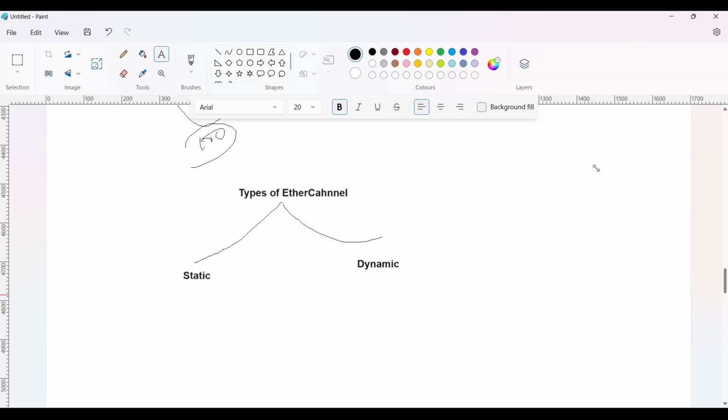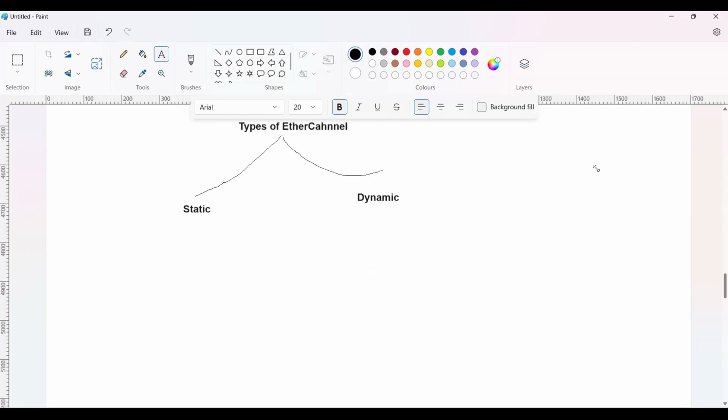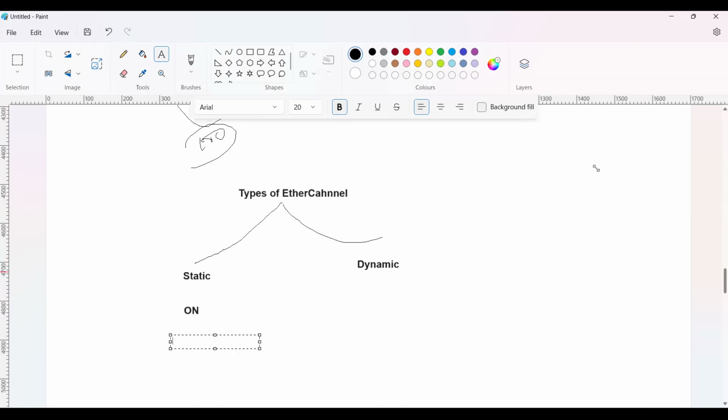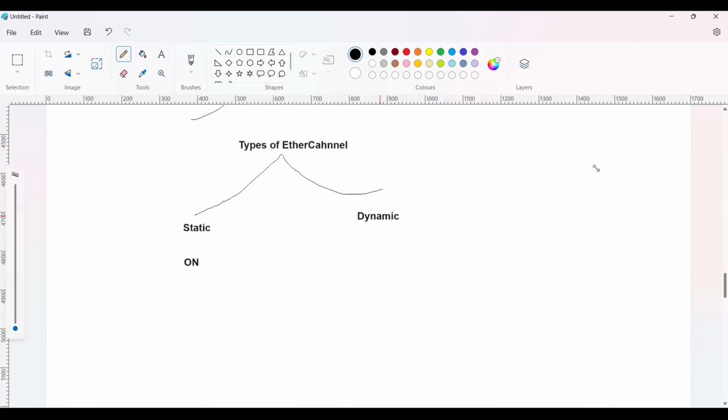Static, we enable with the help of the on command. With the on command, we enable EtherChannel simply. Go to the interface and configure the channel group number, then the mode is on. On means the switch understands the mode is static, so it is enabled statically. Another is the dynamic method. In dynamic also there are two types.